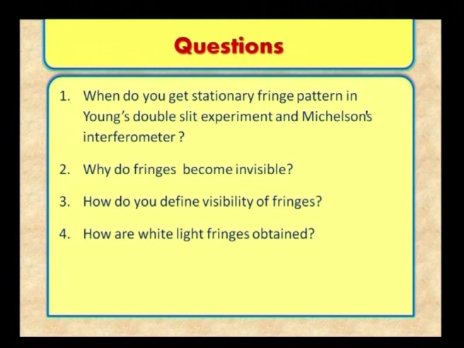We will now pass on to the question session. Here are the questions. Question number 1. When do you get a stationary fringe pattern in Young's double slit experiment and Michelson's interferometer? Why do fringes become invisible? How do you define visibility of fringes? Question number 4. How are white light fringes obtained?